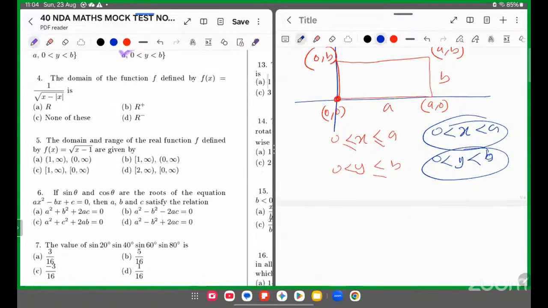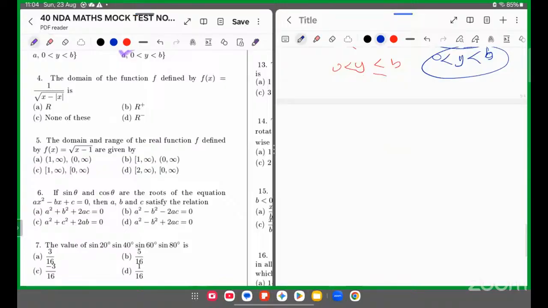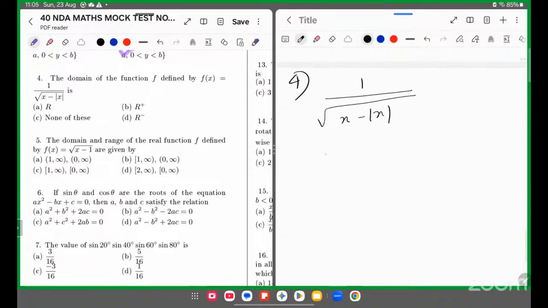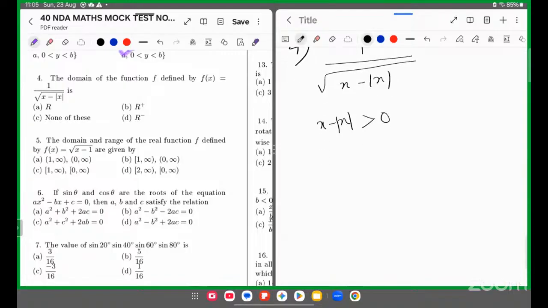Then question number 4: the domain of the function defined by f of x is equal to 1 by under root of x minus mod x, which is actually a rational function. Anyway, x minus mod x should be greater than 0 because it is in the denominator, and it is a square root function also. x minus mod x greater than 0.